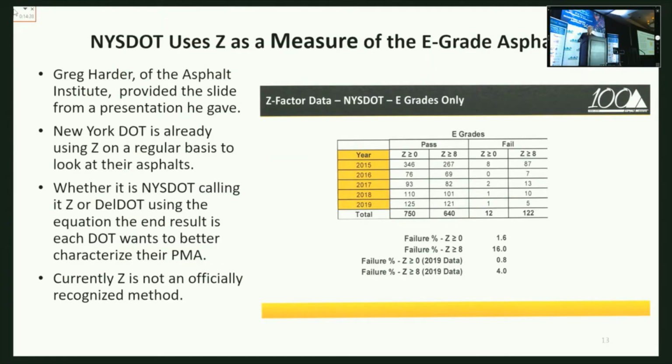Okay, Greg Hardy gave me this slide for one of his presentations. New York State, unbeknownst to me, actually specifies Z in some of their binders. And they actually track it. They have a Z of above 0 and a Z above 8. And they track how much. So another state's DOT is actually using the concept. So I guess I'll have to go back to our standard spec book and change that formula to just call it Z.